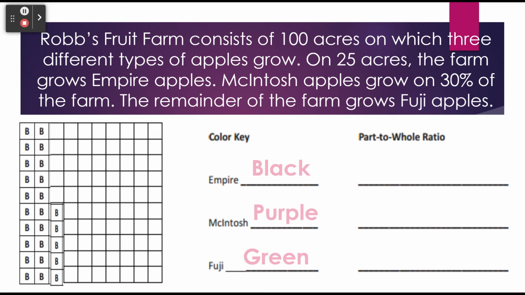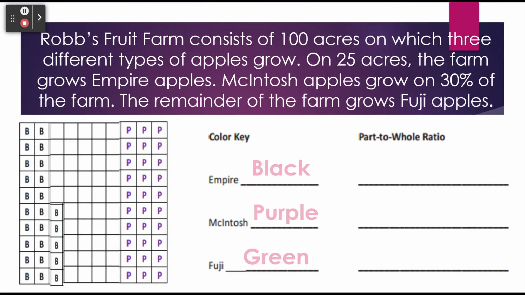The next section, McIntosh apples, grow on 30% of the farm. I'm going to put these over here. That's where my purple goes. The reason I did it on that side is because I know that these are rows of 10, so it was just easier to put the 3 rows of 10 next to each other rather than trying to separate it all out. You don't have to do it that way. That's just the way I chose to do it.